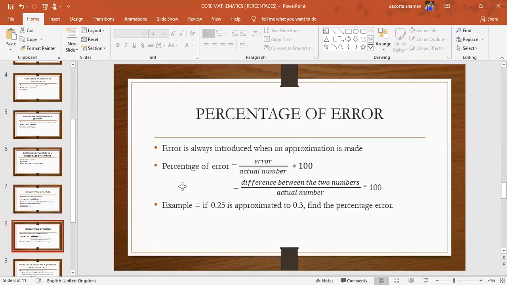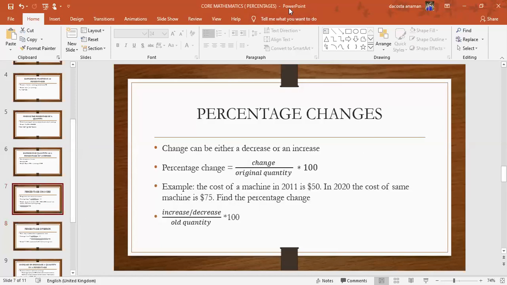Okay, so the next one that we are going to talk about is percentage error. Now, error is always introduced when an approximation is made. Is that okay? Percentage error is equal to the error over the actual number times 100. As you can see, it's the same as the change.